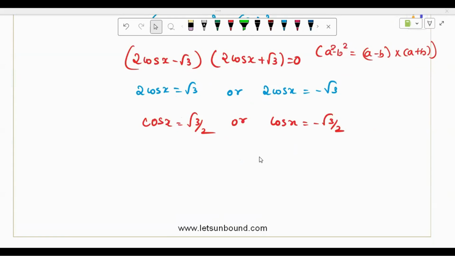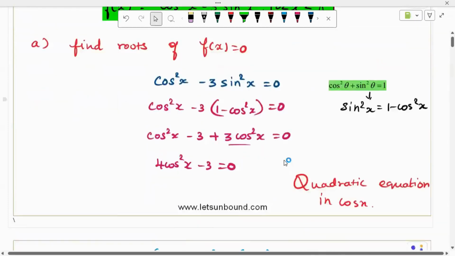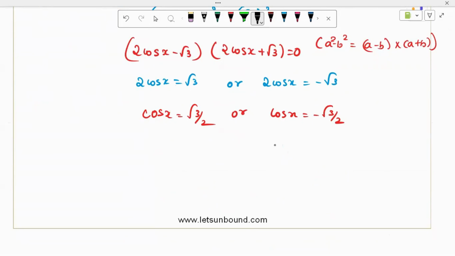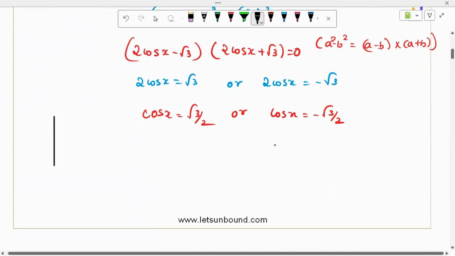Also, here they have mentioned radians. So always, to get the best score, give the answer in radians, because they have given the domain 0 to pi. Cos 30 degrees is root 3 by 2, and 30 degrees in radian form is pi by 6. So this is the principal angle or reference angle. Now I want to solve for cos root 3 by 2 from 0 to pi.